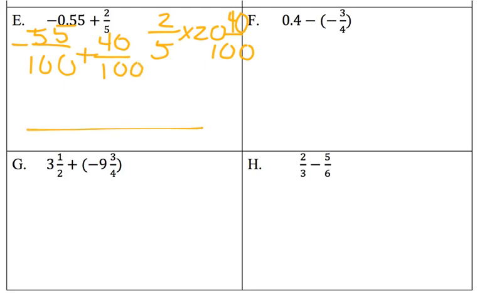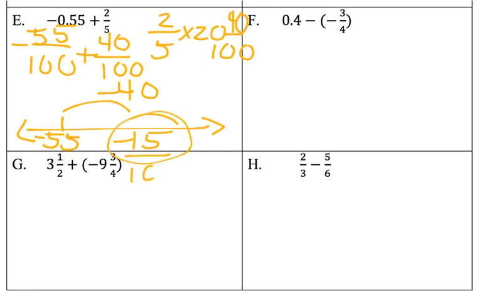Now we're going to draw the number line, and you're going to start from -55, and you're going to subtract 40 to get -15, which is your answer, over 100.